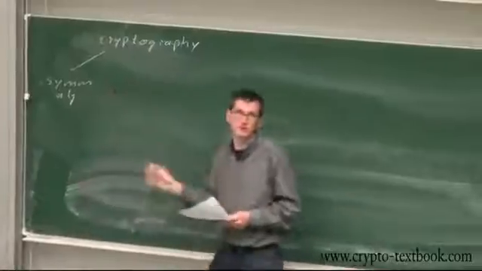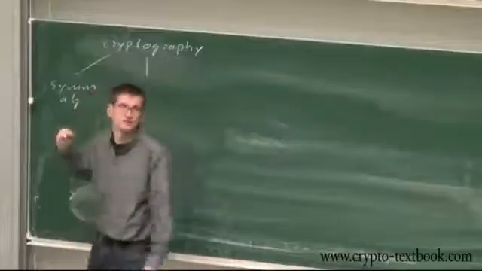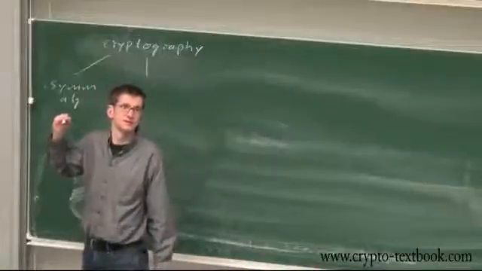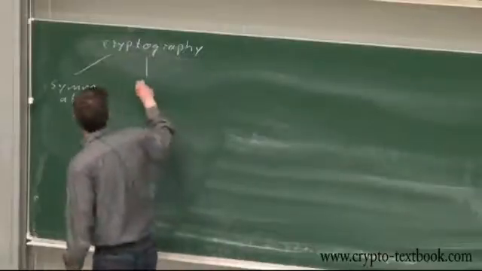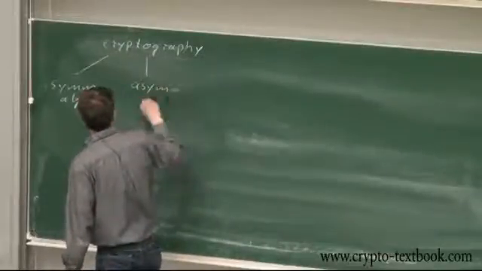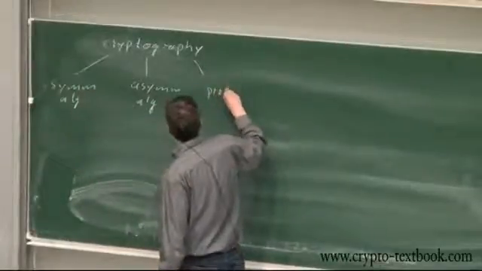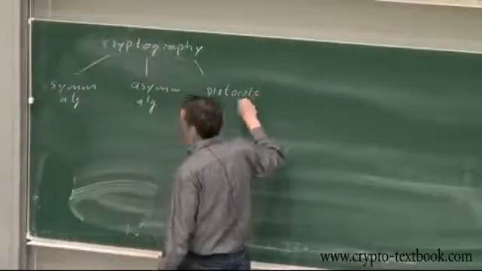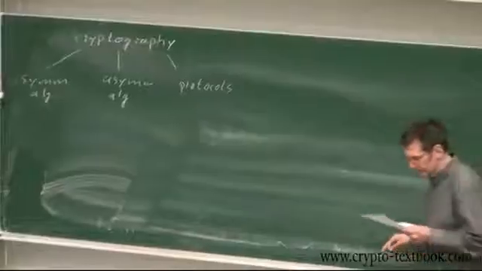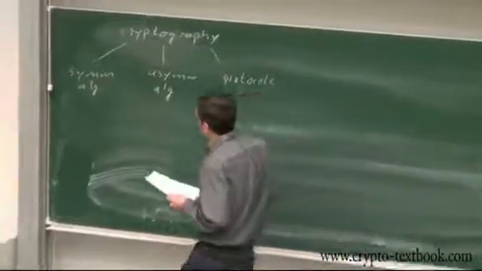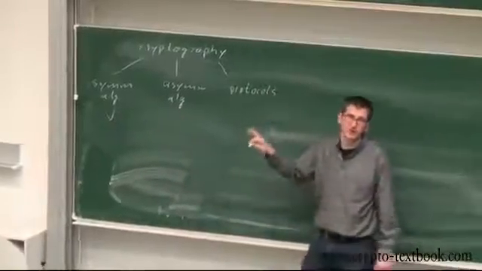So, we know there's 3 big fields of modern cryptography. There are symmetric algorithms. There's asymmetric algorithms, and there's protocols, whatever. And we define protocols pretty loosely, as you will see in a month or so. So we're done with symmetric algorithms. Actually, we've been done for quite a while.